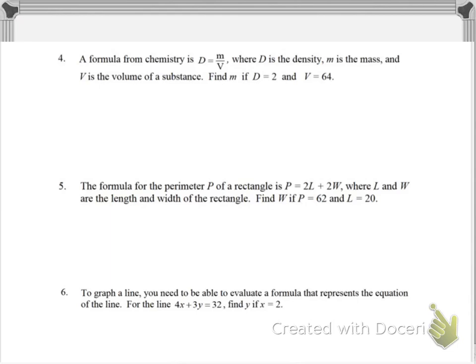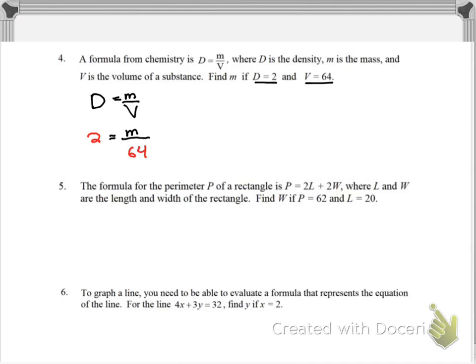Okay, and then they want us to find the mass if the density is equal to 2 and the volume is equal to 64. So let's go ahead and do that. Again, the first thing I always do is just copy over the equation. Density is equal to mass divided by volume. Okay, and then I'm going to plug in 2 for the density. I'm going to plug in 64 for the volume.